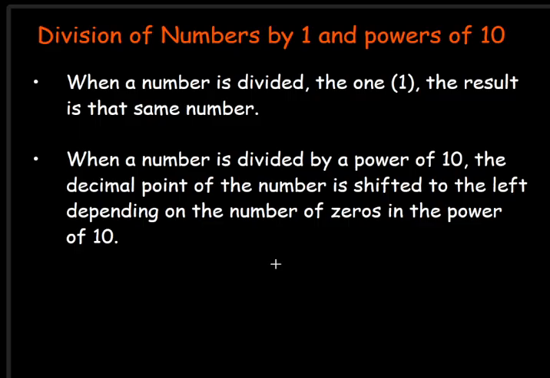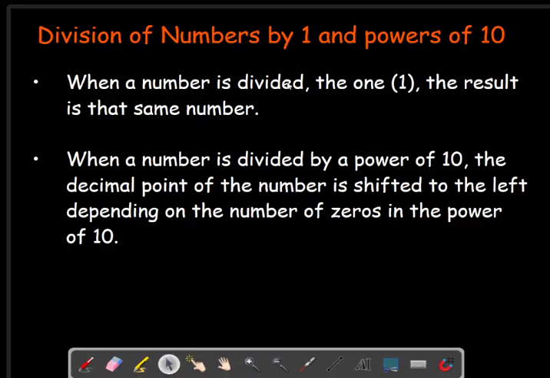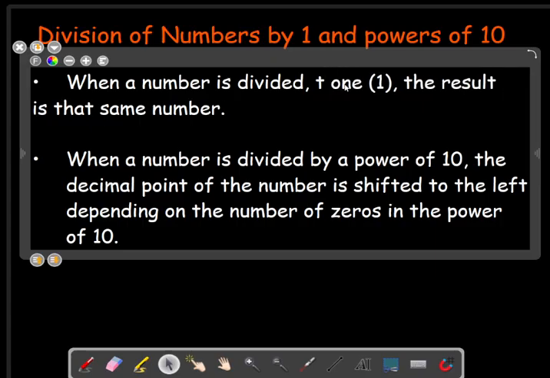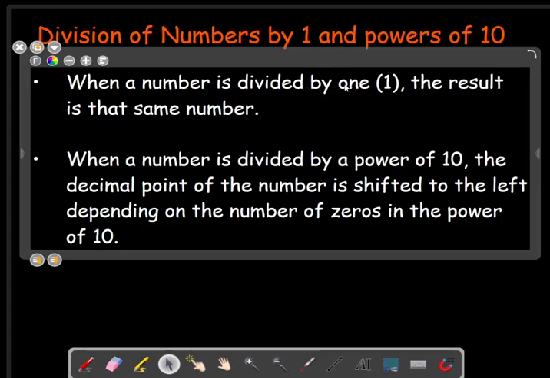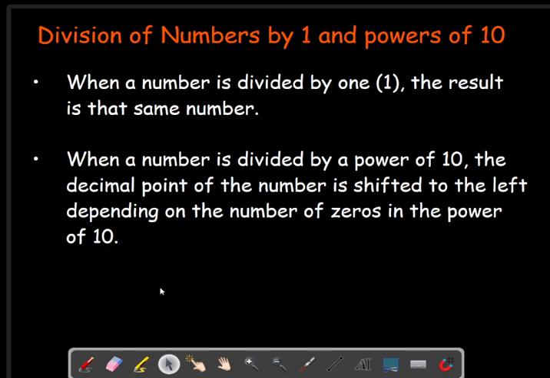Okay, let's proceed to division of numbers by 1 and powers of 10. When a number is divided by 1, the result is that same number. So any number divided by 1, let me make an illustration here. 96 divided by 1 is equal to 96.